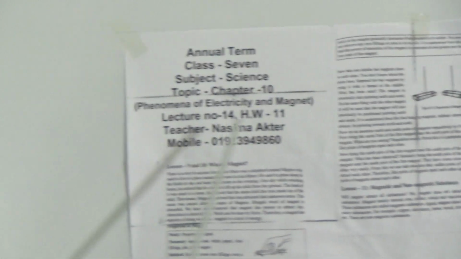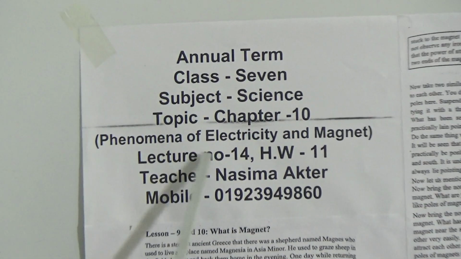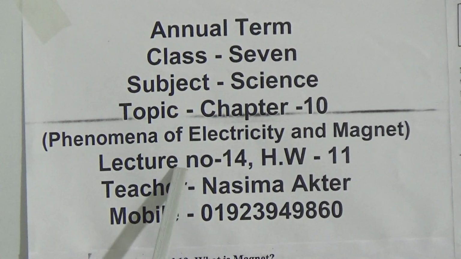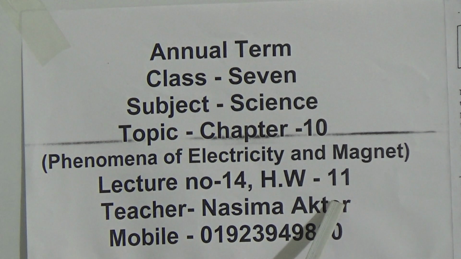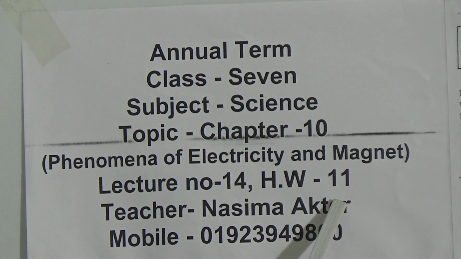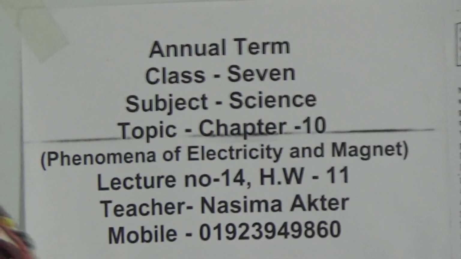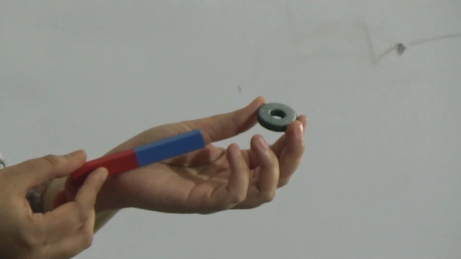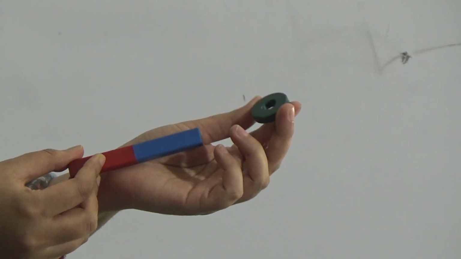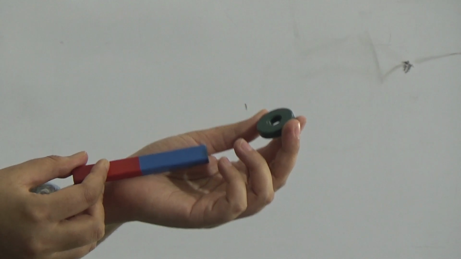Our today's topic is chapter 10, Phenomena of Electricity and Magnet, and this is lecture number 14 and I will give you SW. Our SW number will be 11 number SW. Before starting our class, I want to show two types of magnet. You can see here are the two types of magnet. This is a bar magnet and this is a round magnet.